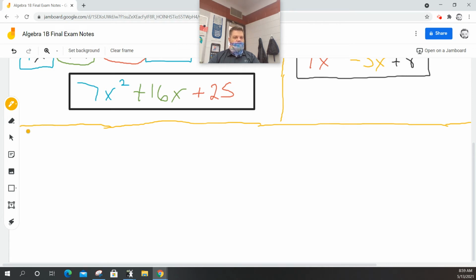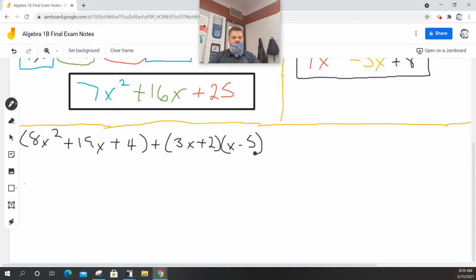All right, let's do some more. So this one's going to be 8x squared plus 19x plus 4 plus 3x plus 2 times the quantity x minus 5. I'm going to ramp up the speed a little bit. Let's try FOIL. Let's try that.